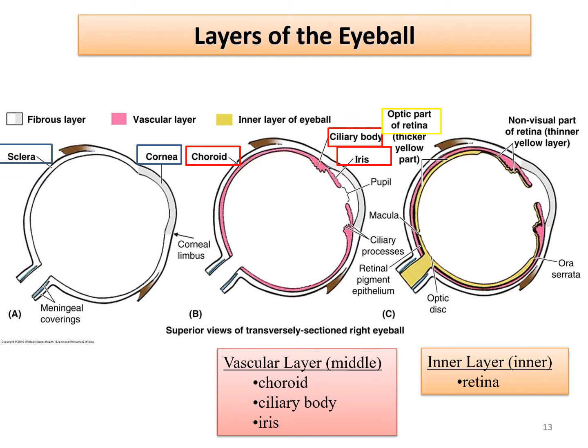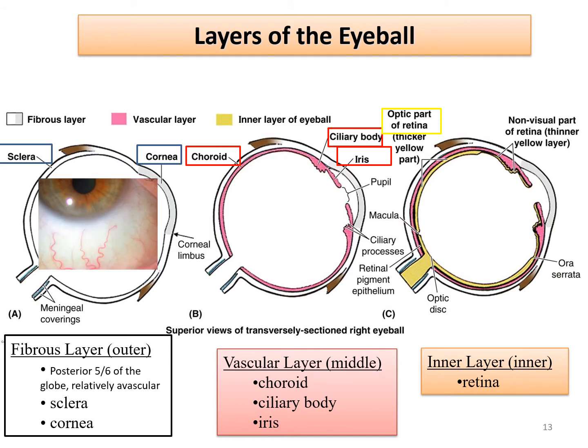Layers of the eyeball, sclera, and cornea are part of the fibrous outer layer. The posterior 5/6 of the globe are relatively avascular, made up of sclera and cornea. Then you have the vascular layer, yeah, is the middle layer. You can see it right here. It is made up of the choroid, the ciliary body, and the iris. Then you have the inner layer, which has the visual and non-visual part of the retina.